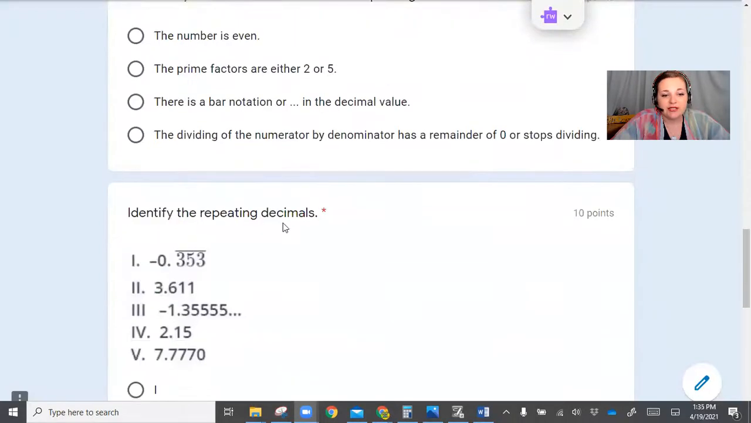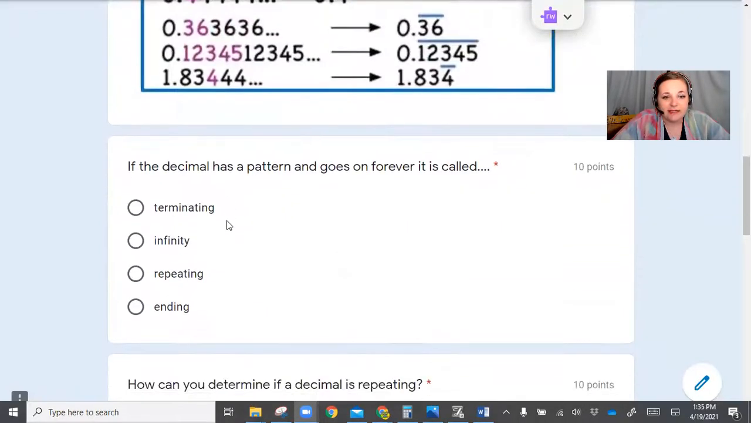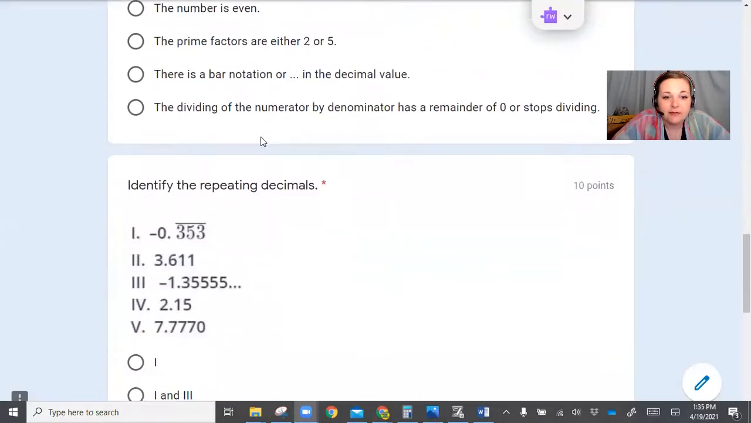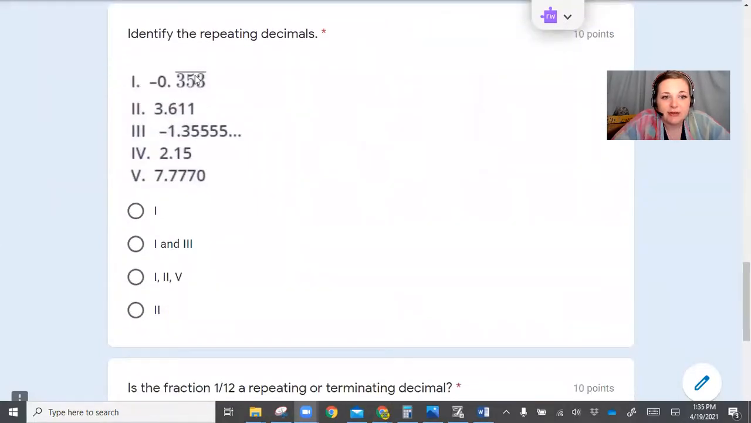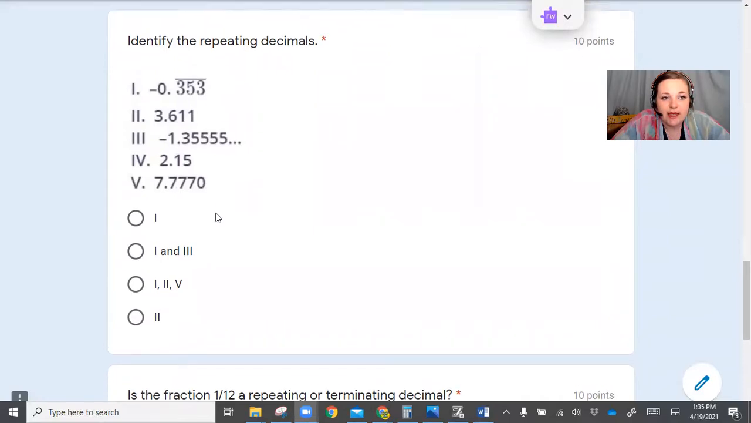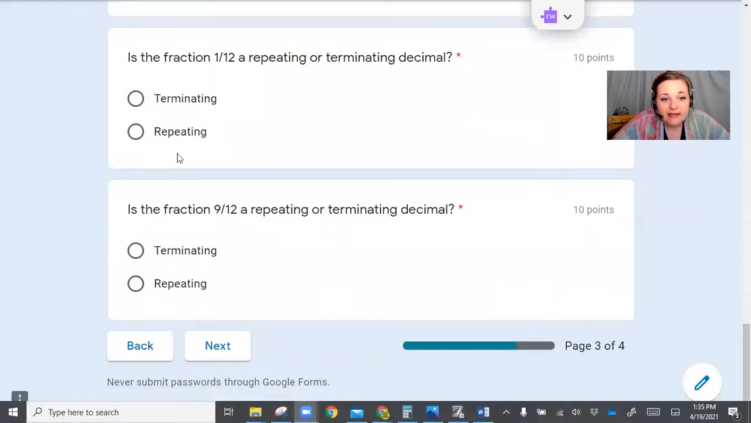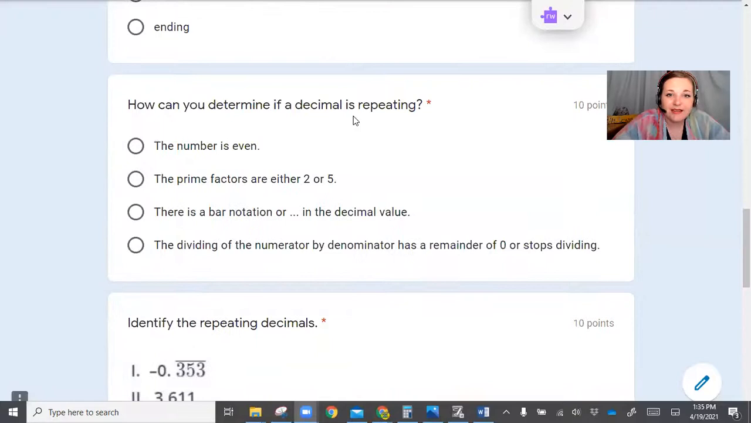So the first few questions, it's going to ask you to identify if it is a terminating or repeating decimal. And then it's going to ask you to identify which one of these are repeating decimals. So you're going to choose a few or one of them that are a repeating decimal. Then you're going to identify which one is terminating and which one is the repeating. All right, in the next part of the video, we will discuss how to find the missing values of a fraction.